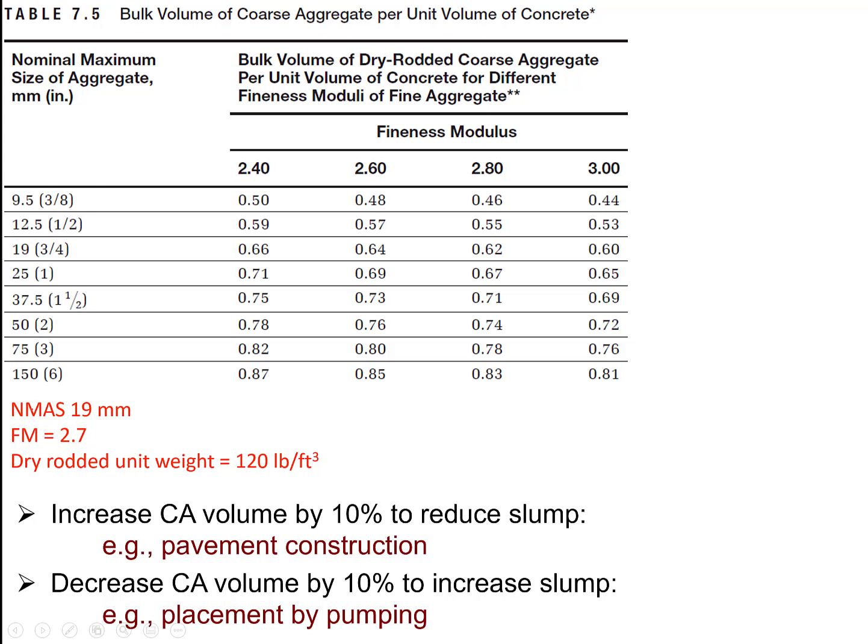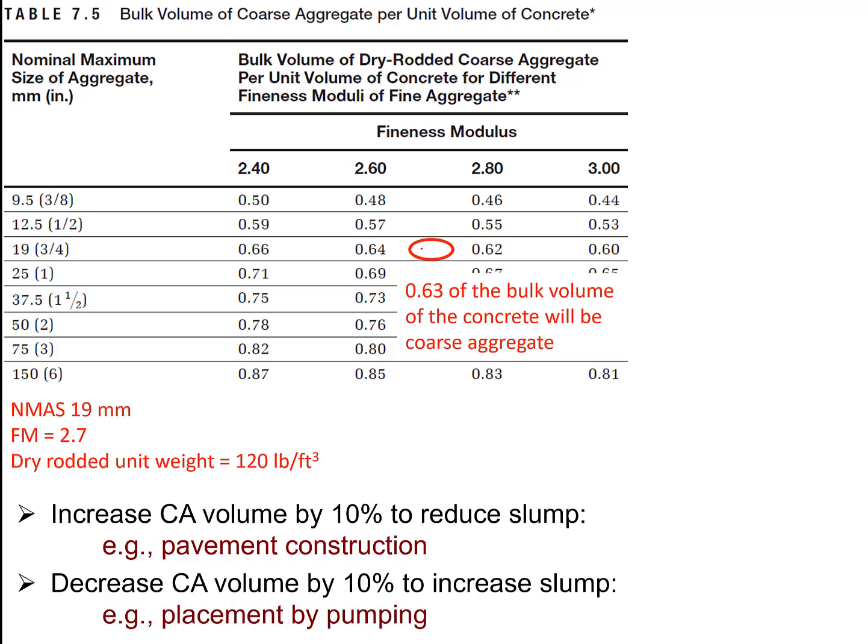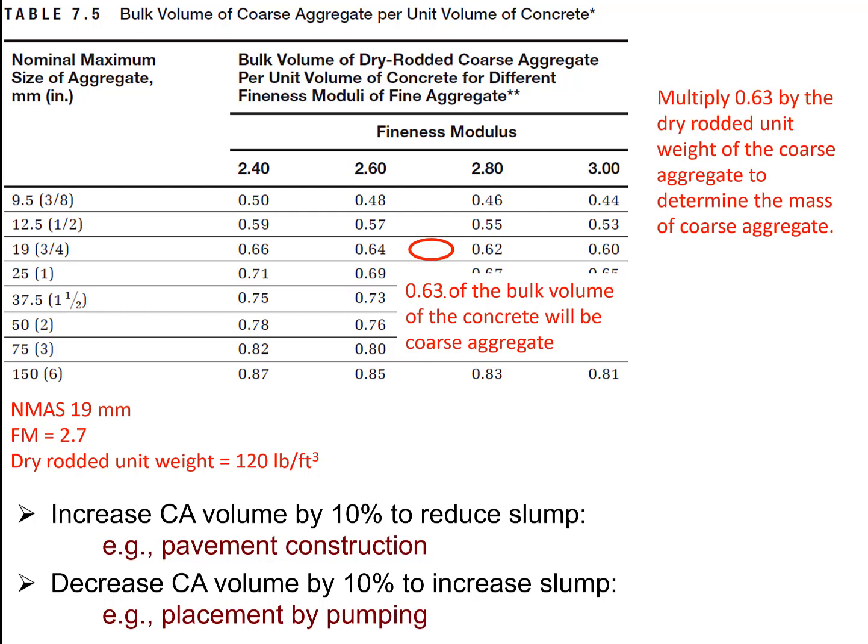If the nominal maximum aggregate size is 19 millimeter and the fineness modulus of fine aggregates is 2.7, then based on this table, you can find the volume of coarse aggregates per unit volume of concrete, which is 0.63. Okay, so if we know that the dry rodded unit weight of the coarse aggregate is 120 pounds per cubic foot, then you can multiply 0.63 by the dry rodded unit weight of the coarse aggregate to determine the mass of the coarse aggregate.